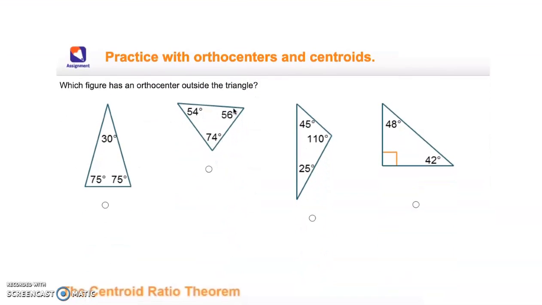So let's take a look. Let's practice with orthocenters and centroids. Which figure has an orthocenter outside the triangle? Now remember what we just learned. If it's an acute triangle, they will meet inside. A right triangle, they will meet on the triangle. And an obtuse triangle, they will meet outside. Because this is the only one with an angle larger than 90 degrees, this is our obtuse triangle, so the orthocenter will be outside this triangle.